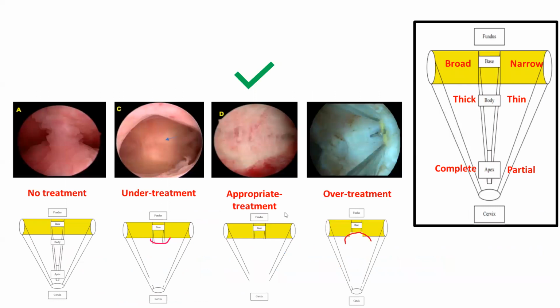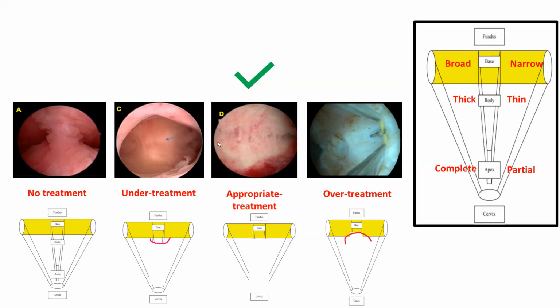And in this figure, you can see on the right side that the uterine septum, you have to imagine, is like a conical structure, which has a base, body, and apex. The base may be broad or narrow, the body may be thick or thin, and the apex may reach the internal os, and it is a complete septum, or not reach it, and it is a subseptate or partial septum.